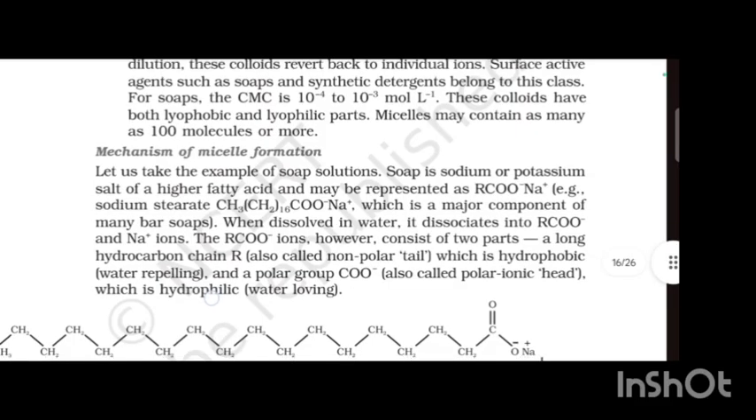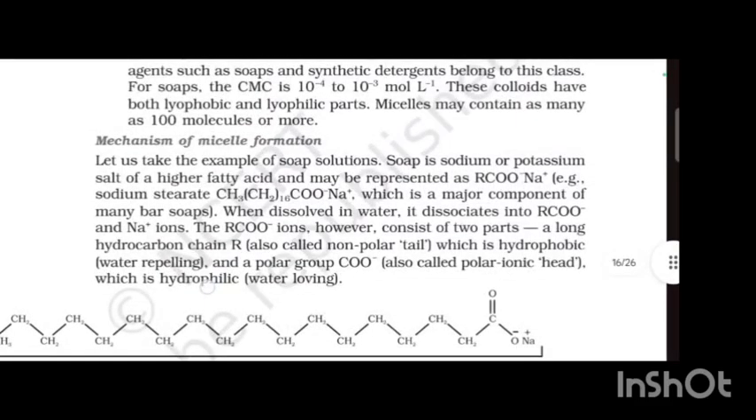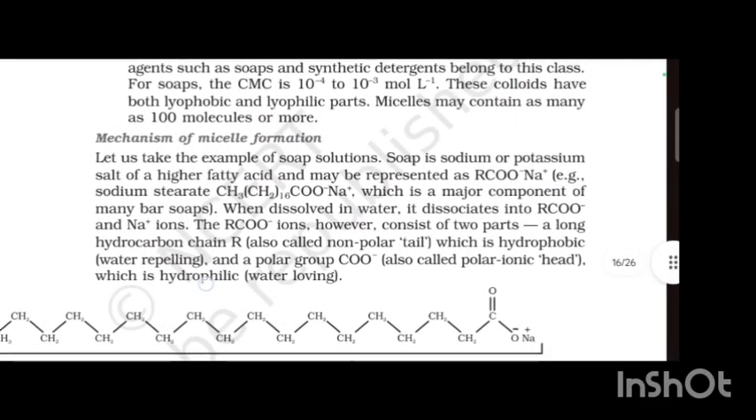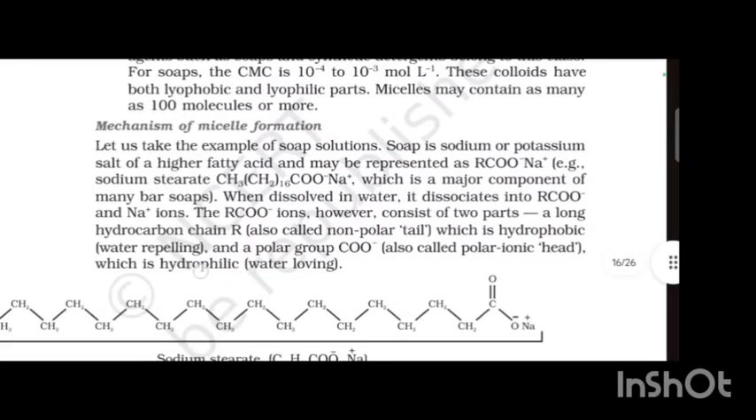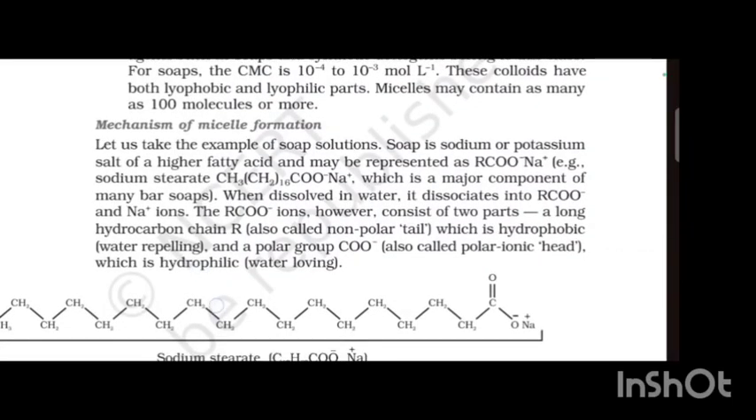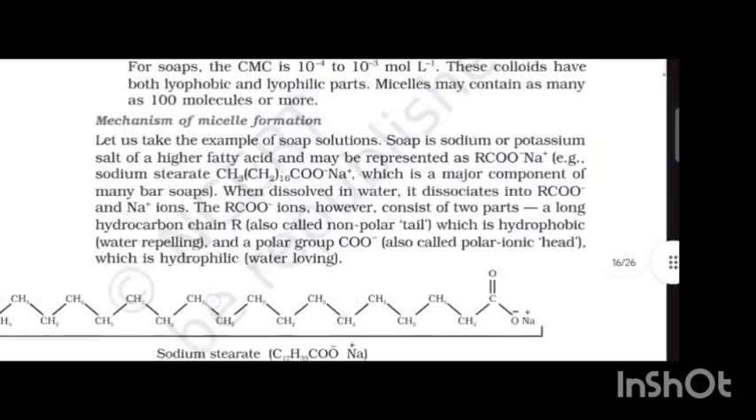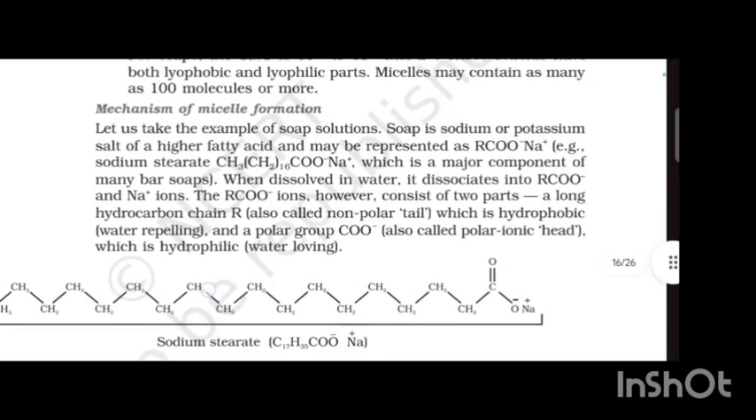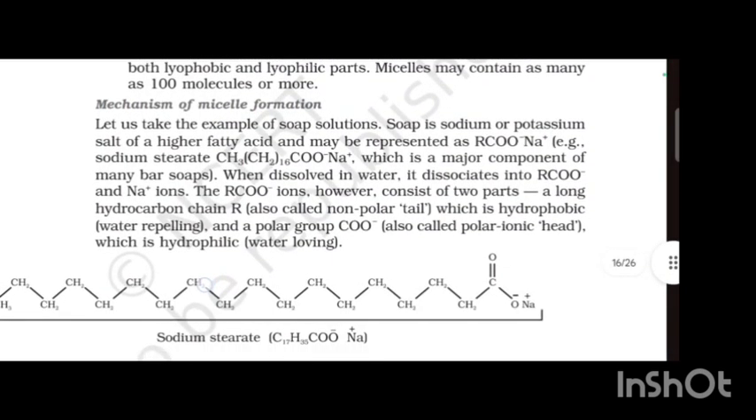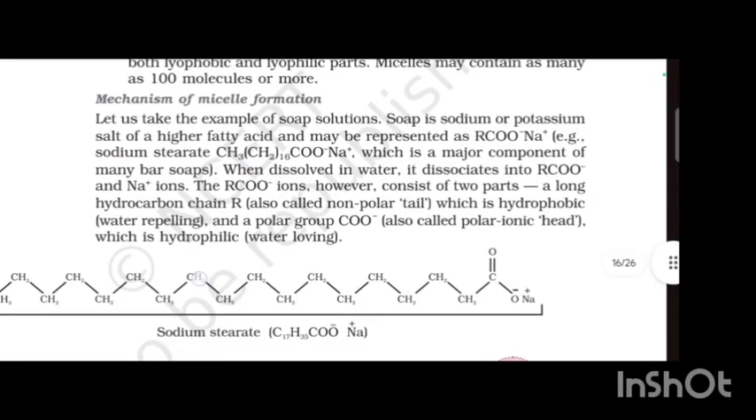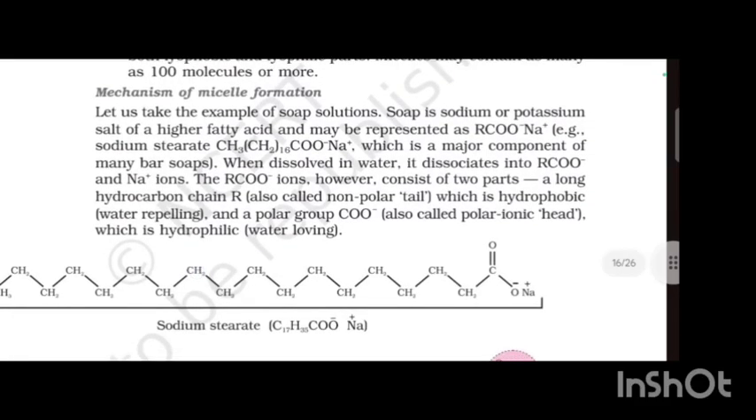Surface active agents such as soaps and synthetic detergents belong to this class. For soaps, the CMC is 10 raised to the power minus 4 to 10 raised to the power minus 3 mol per liter. These colloids have both lyophobic and lyophilic parts. Micelles may contain as many as 100 molecules or more.